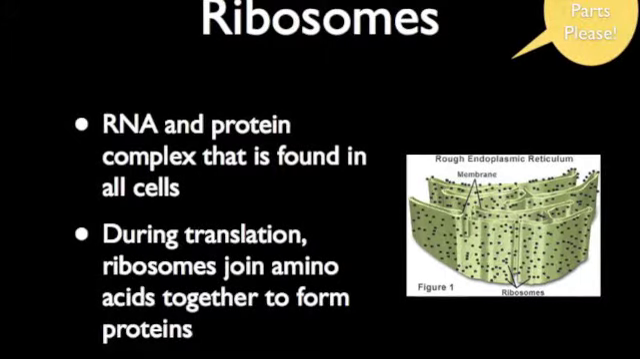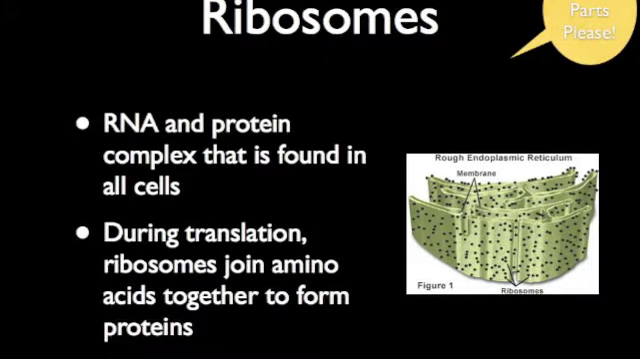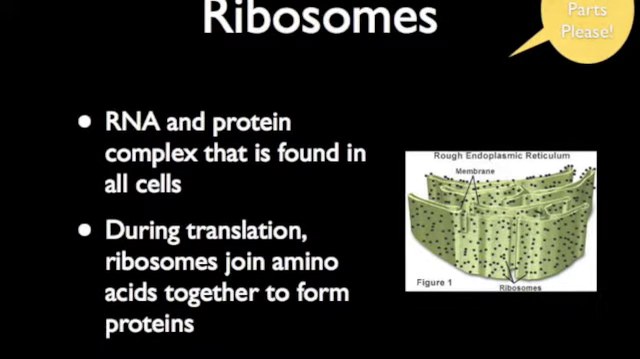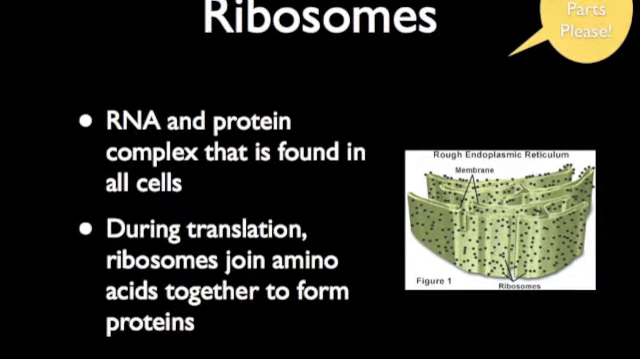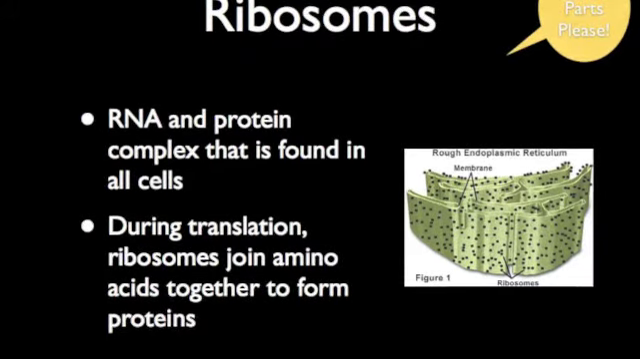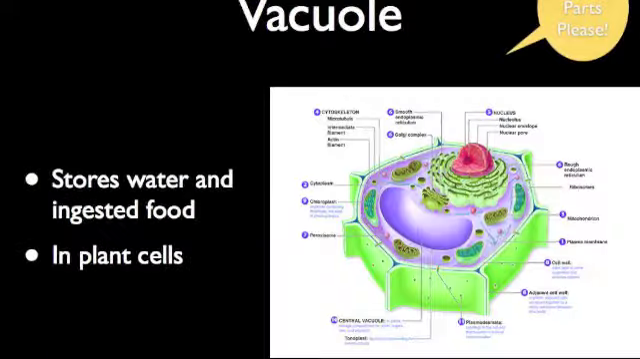Ribosomes, which are found in both plant and animal cells, are RNA and protein complexes that are found in all cells. During translation, which we'll learn about with DNA, ribosomes join amino acids together to form proteins.